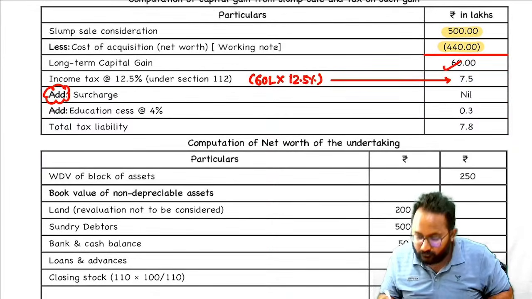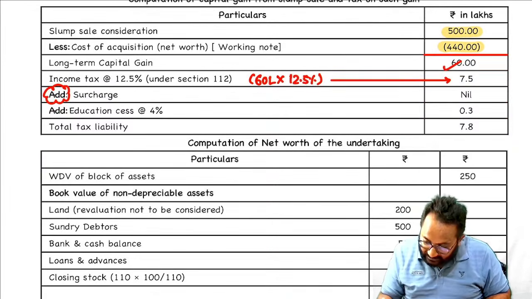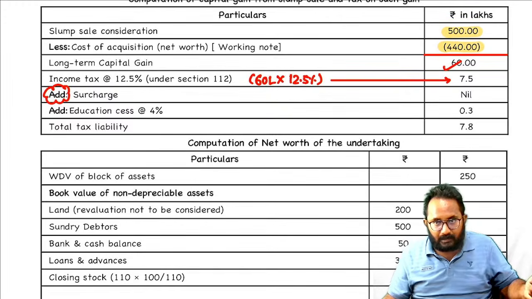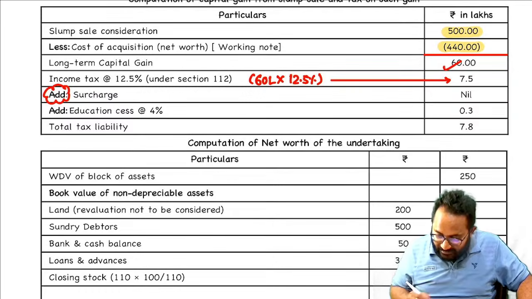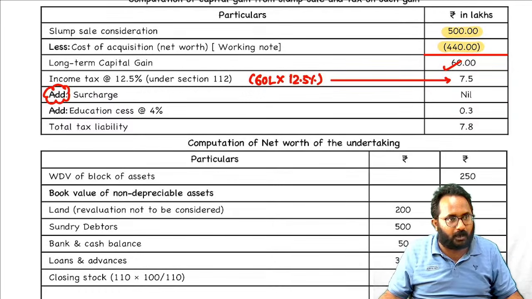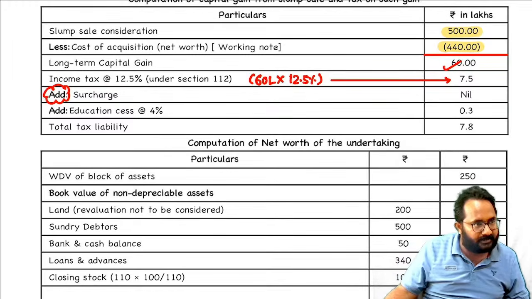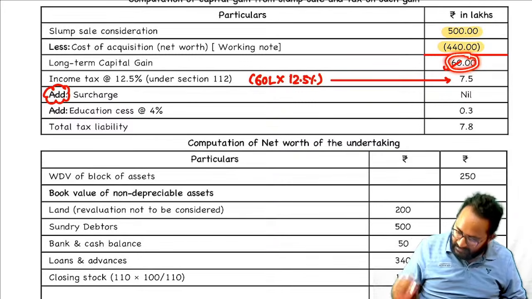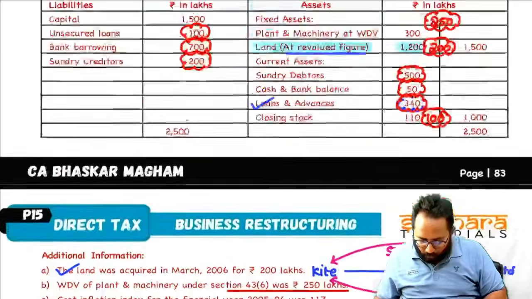60 lakh. Students are asking, sir, sale consideration is more than 1 crore. No. Sales and all those things are irrelevant. Our income is how much? 60 lakh. So is surcharge applicable or not applicable? Not applicable here. Understood? Income means capital gain income. Please check. Okay, one more question I will show you.